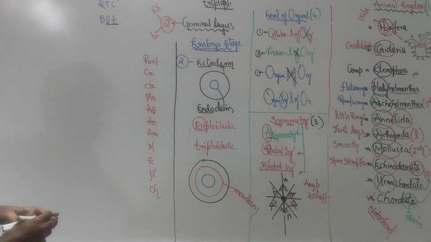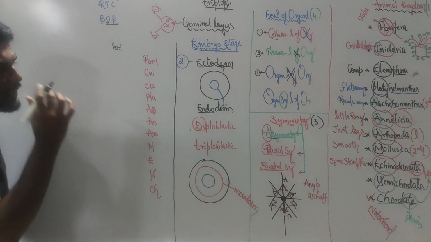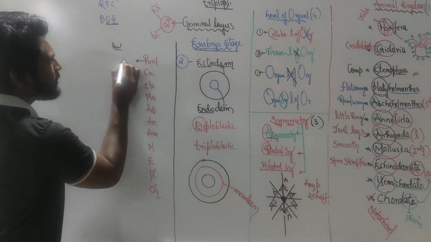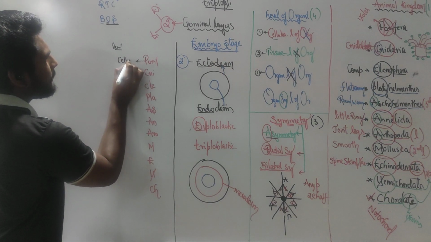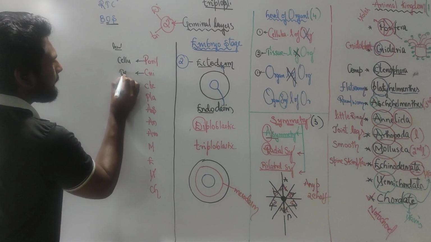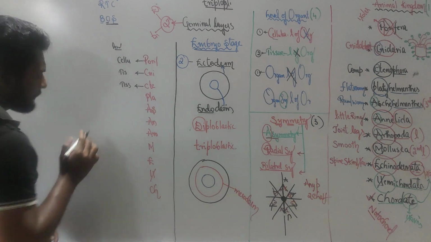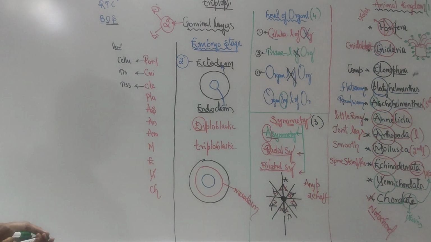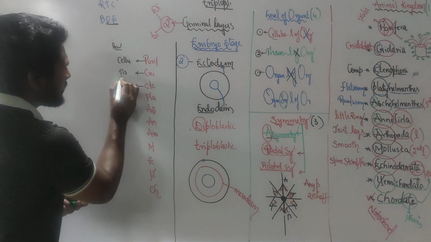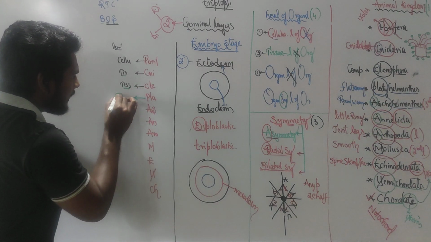After phylums, what? Levels. How many levels? 4 levels. Poriferans are showing which level? Cellular level. And Cnidaria is showing which level? Tissue level. Ctenophores are also showing which level? Tissue level. Yes, 2 are showing the tissue level. Now, Platyhelminthes is showing what level? Organ level.